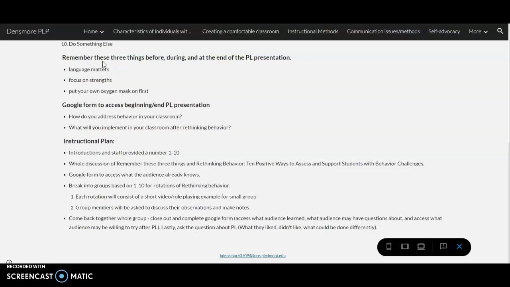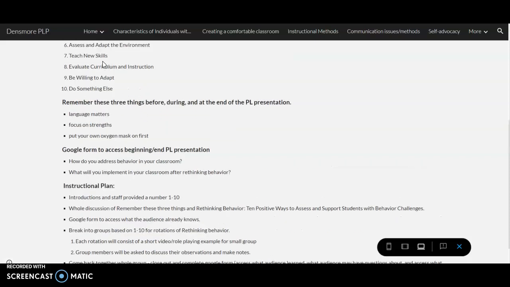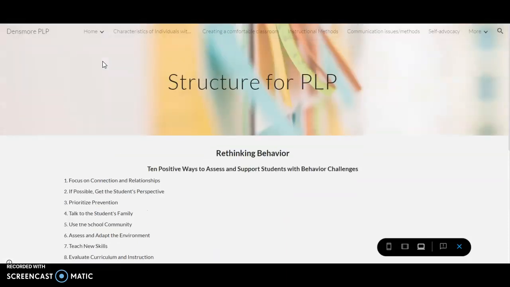And this one would assess what the audience learned, what the audience may have questions about, and also what the audience may be willing to try after this professional learning. And then lastly, I would also ask them what they liked about the professional learning, what they did not like, and maybe what could be done differently. That was just kind of my idea for how it could be run for one of the topics. But like I said, the other topics could fall differently.